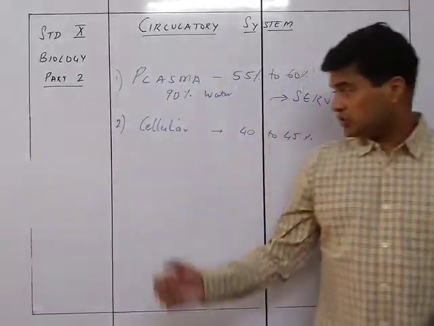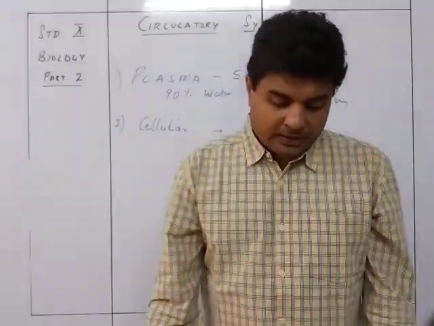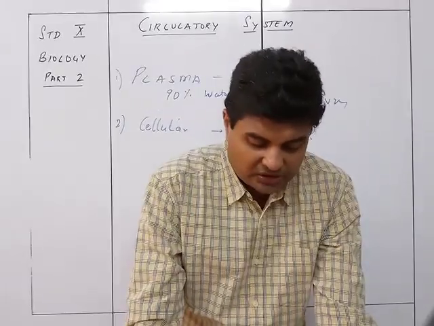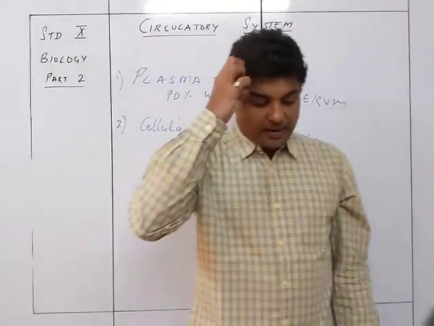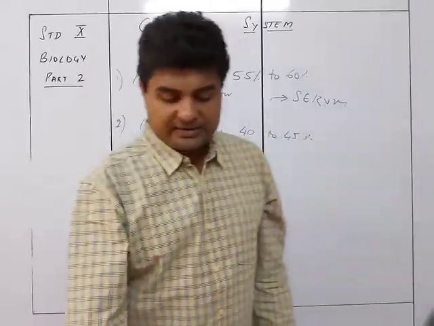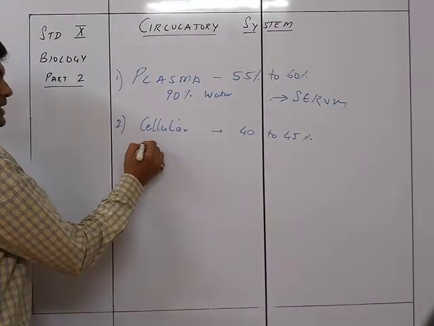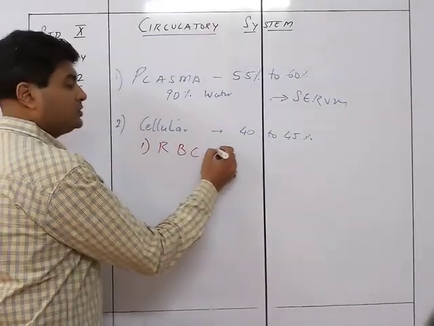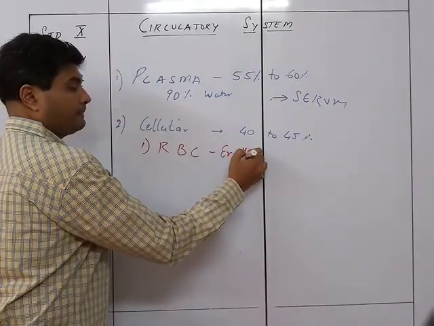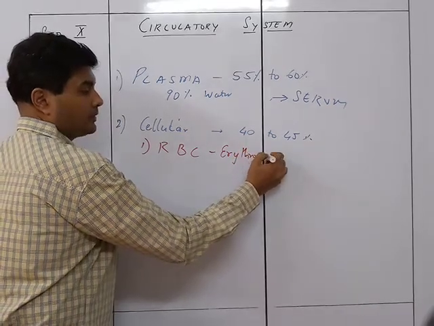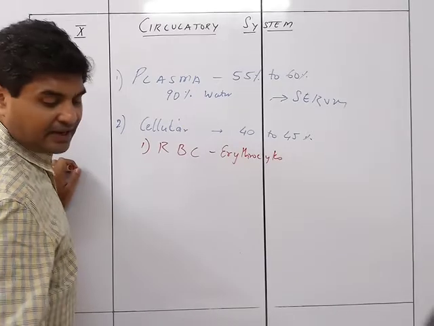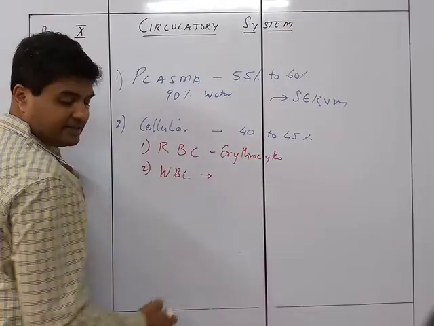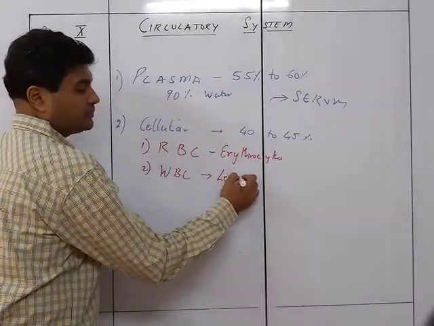Now I talk about the cellular part. The formed cellular elements, that is, shaped structures visible under magnification, are of three categories. The first one is RBC, the red blood cells, also called erythrocytes. The second one is WBC, the white blood cells, also called leukocytes.